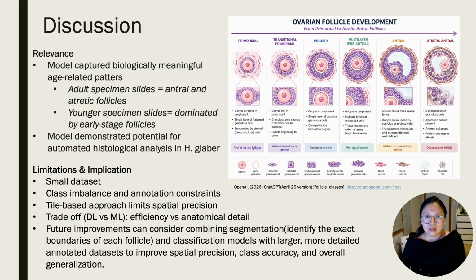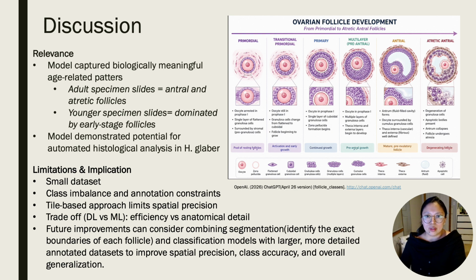As for limitations, several are considered. The dataset is small and heterogeneous, which restricts the diversity of features the model can learn. Class imbalance and annotation constraints also likely contributed to instability in certain categories. Additionally, the tile-based approach, while efficient, does limit spatial precision, and may reduce accuracy in regions with dense or overlapping structures, such as those in the adult specimen.